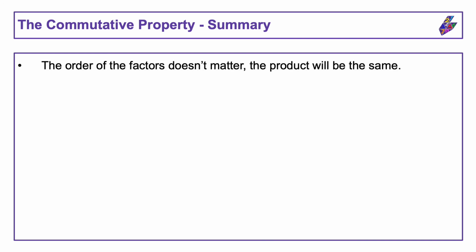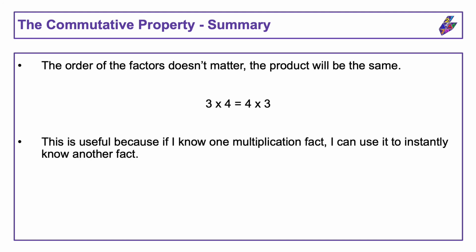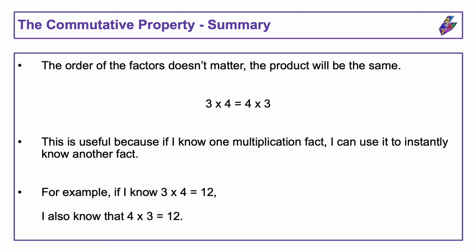So as a summary, here are the things we learnt about the commutative property. The order of the factors doesn't matter, the product will be the same. So 3 times 4 equals 4 times 3. This is useful because if I know one multiplication fact, I can use it to instantly know another fact. For example, if I know 3 times 4 equals 12, I also know that 4 times 3 equals 12.